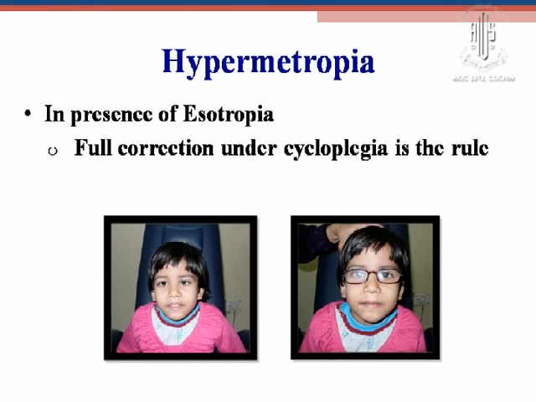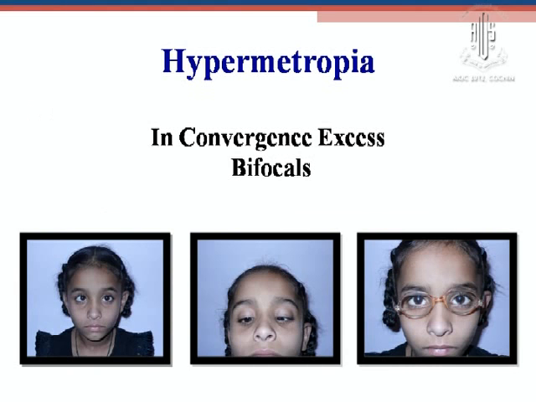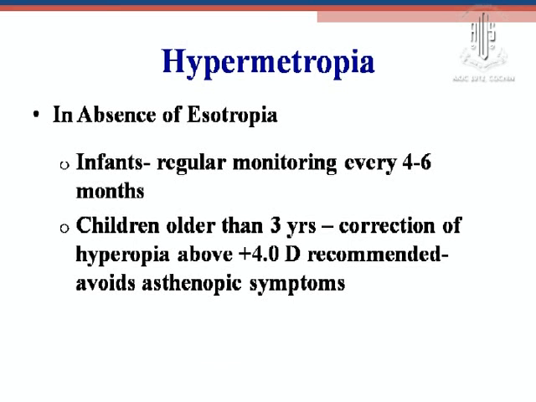Now to the correction of refractive errors. In case the child has hyperopia at presentation with esotropia, full correction under cycloplegia should be the rule. We should always check the deviation in distant and near gaze so that we can rule out any convergence excess. If there is increased esotropia on down gaze, bifocal should be prescribed. In absence of squint or esotropia, the infants who are showing hypermetropic refraction should have regular monitoring every 4 to 6 months.